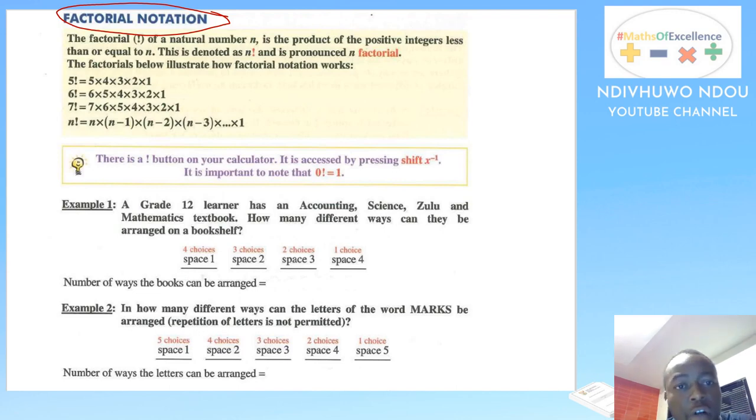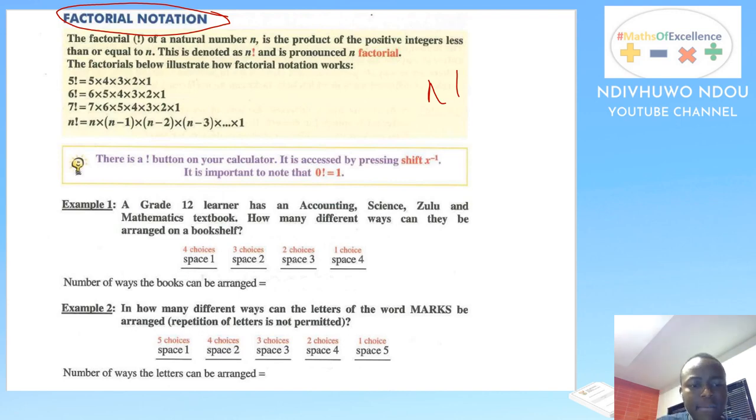So he says a factorial of natural number n is the product of positive integers less than or equal to n. So this is denoted by n factorial, and it's pronounced n factorial. I already pronounced it because I know that's what the symbol represents. So if you see something like this, you simply say this is n factorial. Remember, it's the product of all positive integers that are less than or equal to n.